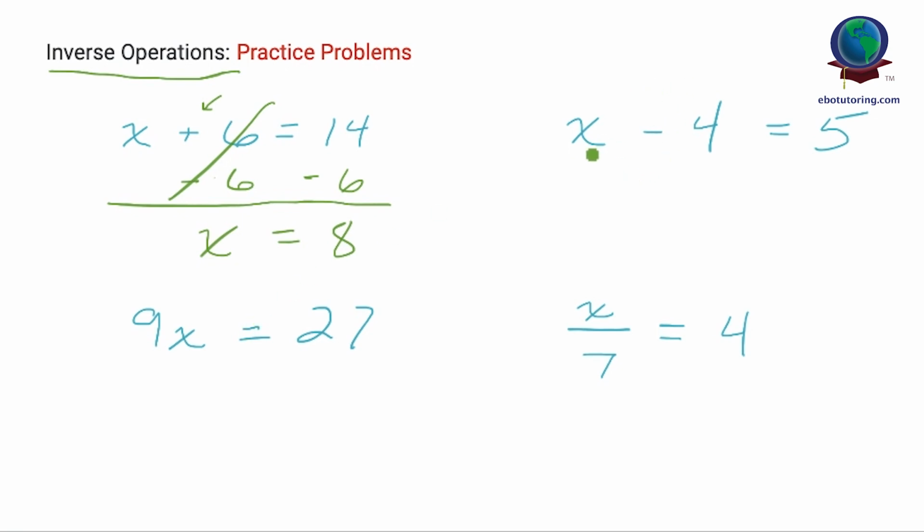Here we see a minus sign. X minus 4 equals 5. What's the opposite of minusing 4? What's the opposite of minusing anything? Adding it. So if it's minus 4, we're going to add 4 to both sides.